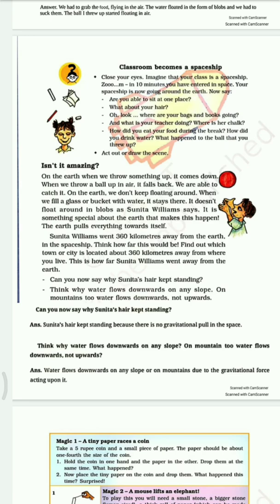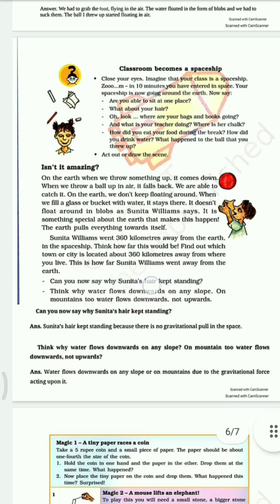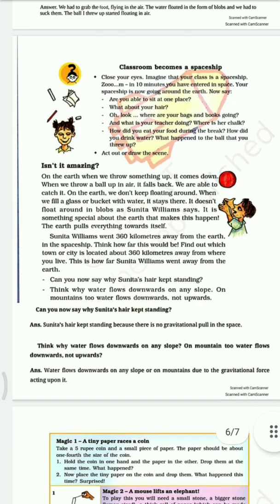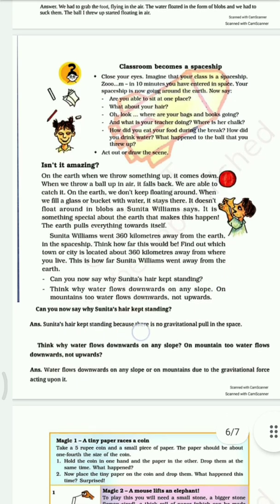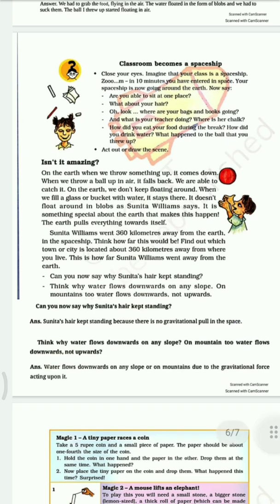Now, the question is, can you say why Sunita's hair kept standing? So, the answer is, Sunita's hair kept standing because there is no gravitational pull in space. Because there is no gravitational force in space, Sunita's hair was standing.